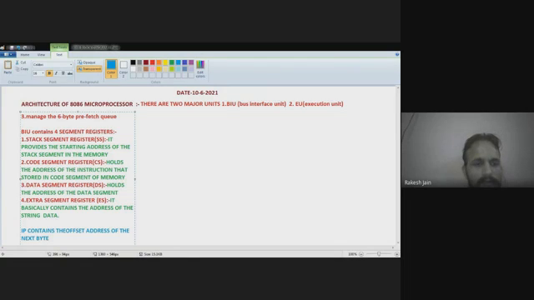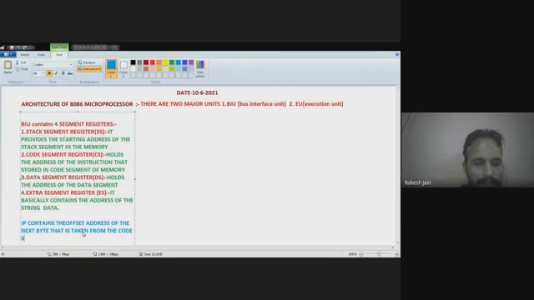The offset address of the next byte that is taken from the code segment. This is the most important purpose of using the IP. Then there is a 6-byte queue, we can say a 6-byte prefetch queue.